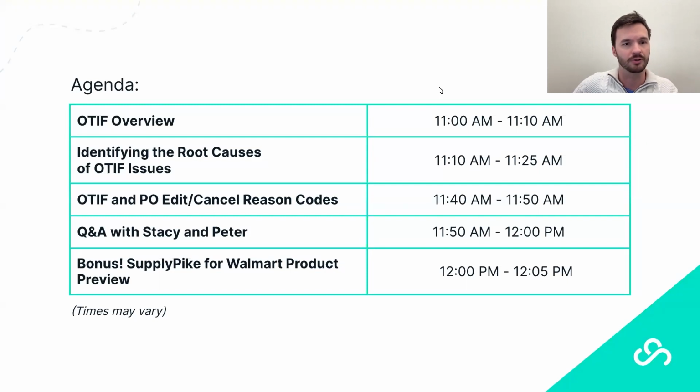We're gonna start with an OTIF overview for newer folks, if there's newer suppliers or people who are just new to the OTIF program, unfamiliar with it. Then we'll do a little bit of what does root cause look like with OTIF, and getting into a little bit of the PO editing and canceling process and how that relates to OTIF, before doing a little bit of a Q&A. And then we'll have a bonus little product preview for anyone who wants to stay on to learn anything more about that after all that as well.